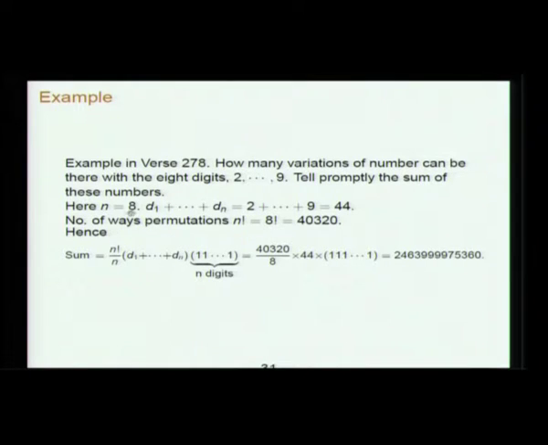So, n is equal to 8, here d1 plus etc. dn is 2 plus etc. 9 is equal to 44. Okay. Number of permutations is factorial n, factorial 8, it is 40320. So, sum is given by this, right, factorial n by n into sum of digits into this n digit number with all ones. So, this is the sum of these numbers.